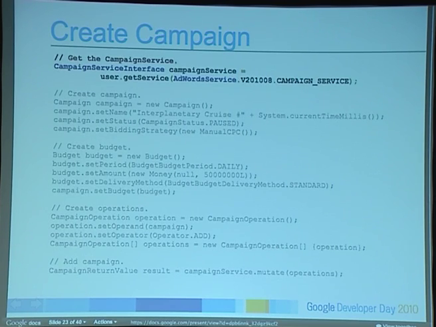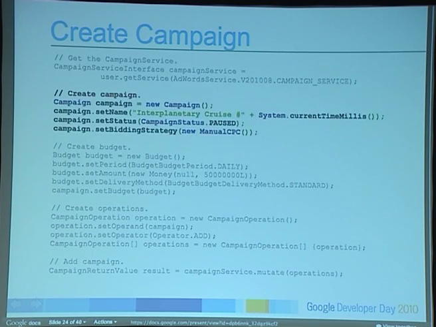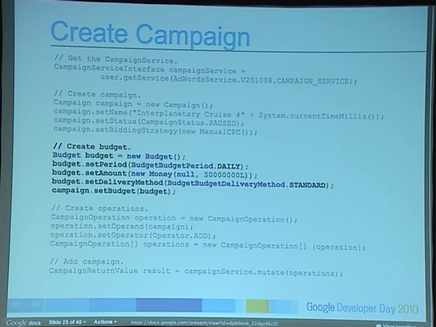So once you have the campaign service, you can create a new campaign. You need to create a new campaign object and set the name of the campaign. You can set the status. For example, this campaign is starting as paused. And then you can choose the bidding strategy, as AdWords offers different bidding strategies. In this case, it's manual CPC. After you have the campaign, you have to set the budget, how much money you want to spend on that campaign.